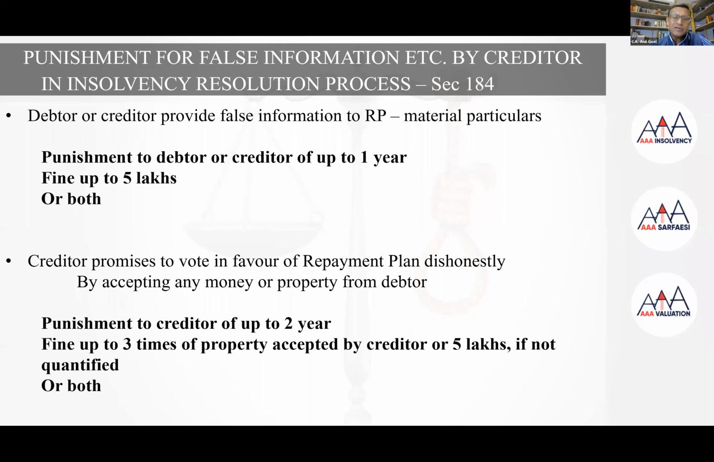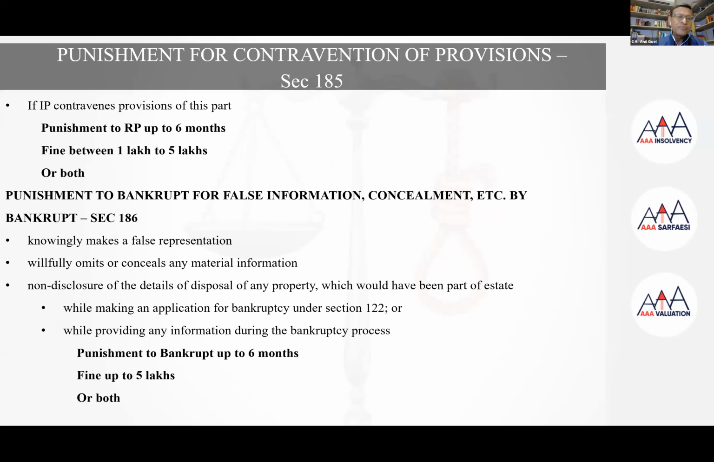So in the repayment plan, there are 3-4 creditors, and one creditor says, okay, I would vote for the repayment plan because I have larger voting power. However, you have to give me 30 lakhs additional or one property additional. So the penalty would be 3 times the property and punishment for 2 years. This is also a very serious offense.